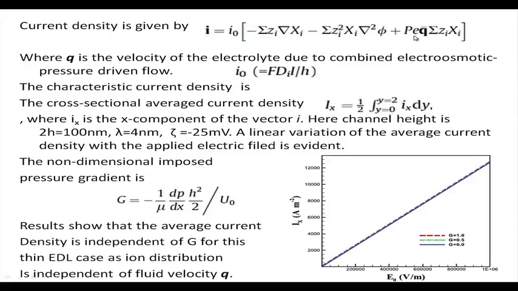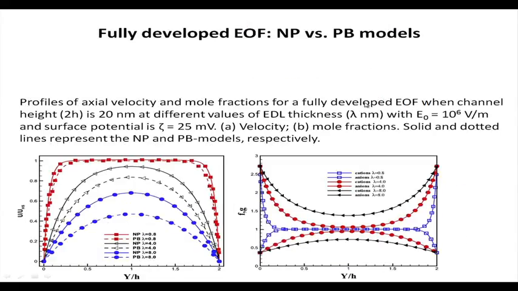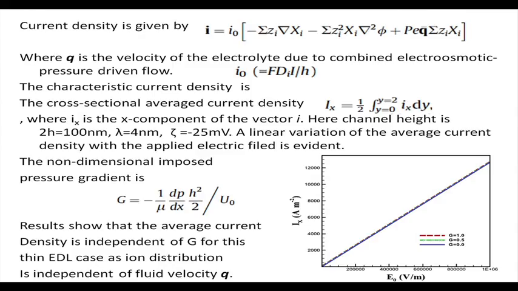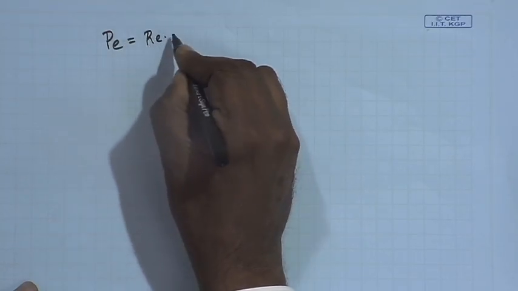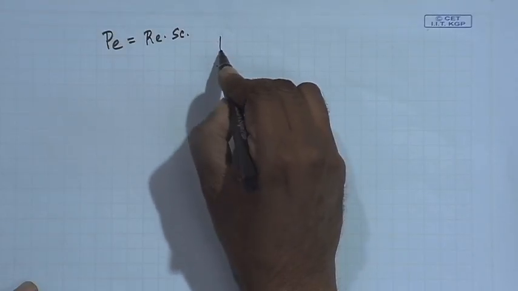Now, we have introduced one parameter here. This is the Peclet number, which we have not defined before. The Peclet number appears because of the diffusivity of the ions and the fluid velocity. Basically, the Peclet number, if I write Pe, is the Reynolds number times the Schmidt number. Now, what is the Schmidt number?